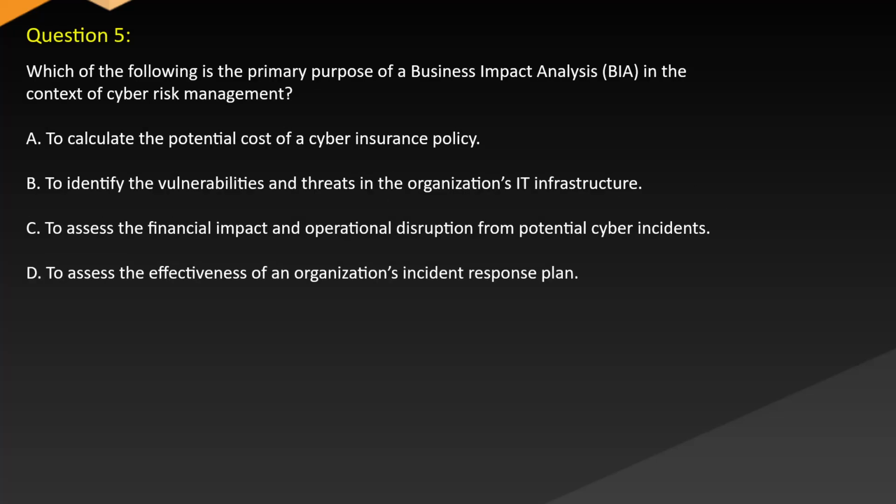Question 5. Which of the following is the primary purpose of a business impact analysis in the context of cyber risk management? A. To calculate the potential cost of a cyber insurance policy. B. To identify the vulnerabilities and threats in the organization's IT infrastructure. C. To assess the financial impact and operational disruption from potential cyber incidents. D. To assess the effectiveness of an organization's incident response plan.